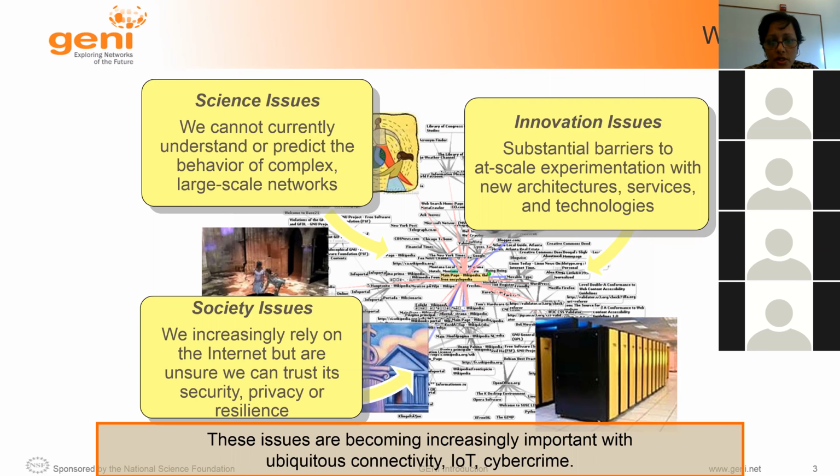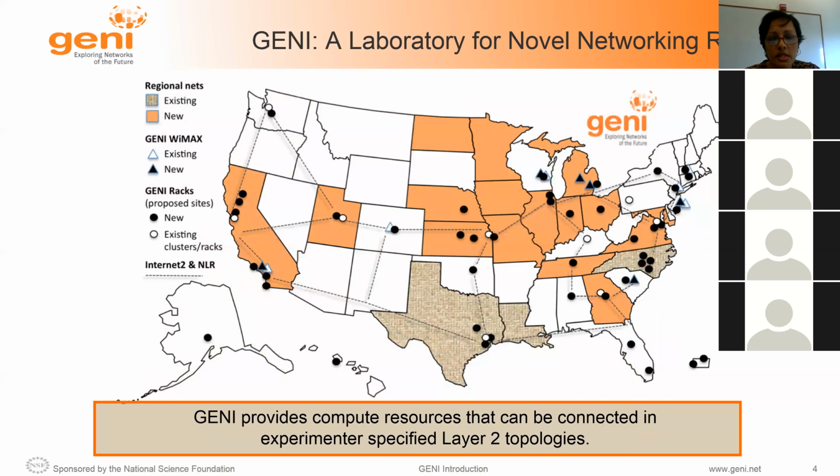And of course, there are lots of other issues, with all of us having connectivity everywhere with the Internet of Things. You can imagine the explosion of data and what we can do when we have at-scale experimentation available to us. So think of GENI as a lab for novel networking research.